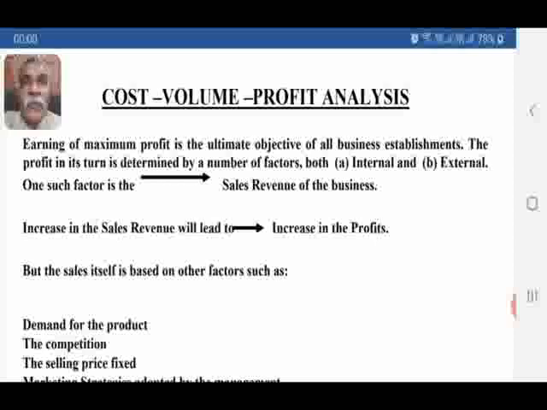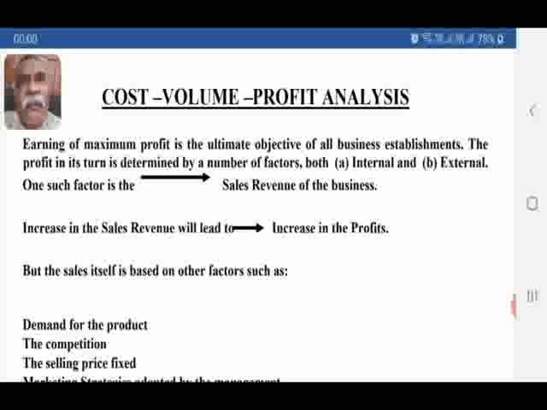Today we will learn about the cost volume profit analysis. In each and every organization, the objective of the organization is maximization of profit and maximization of shareholders' wealth.